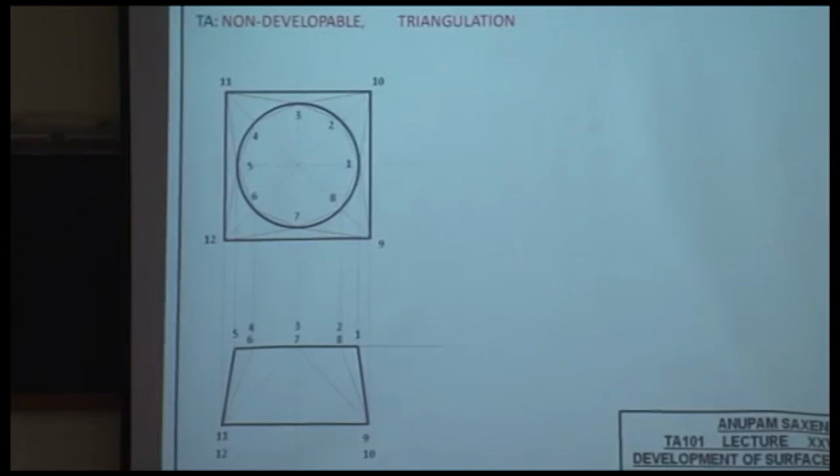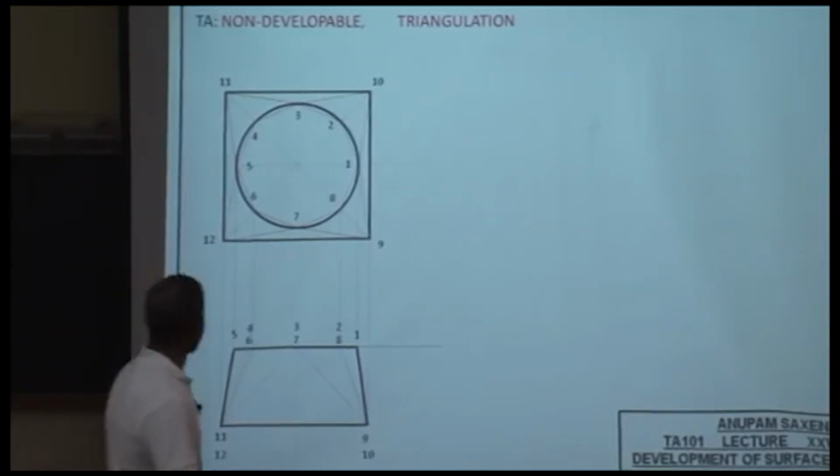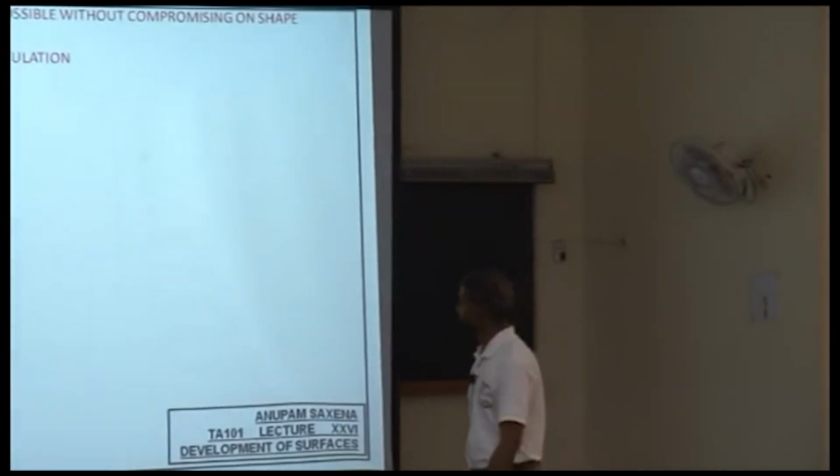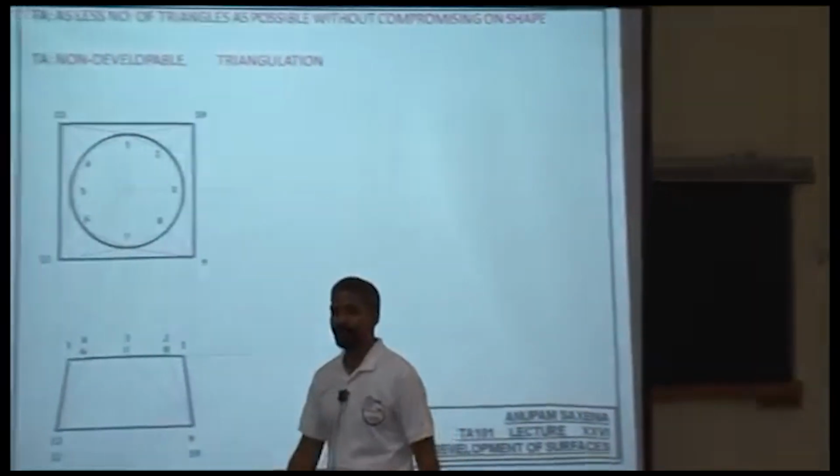Okay. The trick, or the notion, is to work with as few triangles as possible. Okay, but a necessary enough number of triangles that would allow you to develop this surface properly. So you don't want to compromise on the shape of the surface. What do we need next?